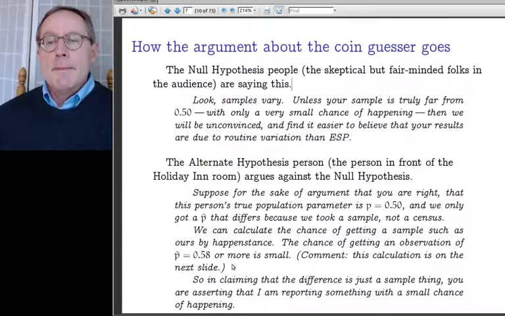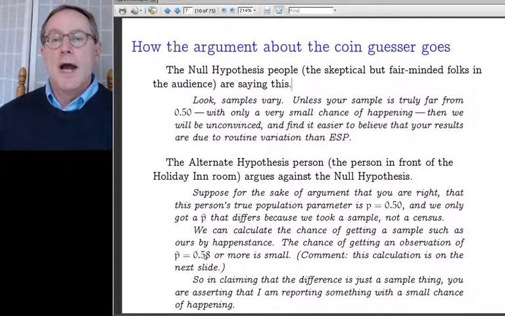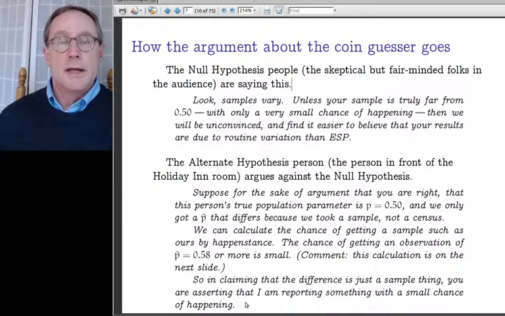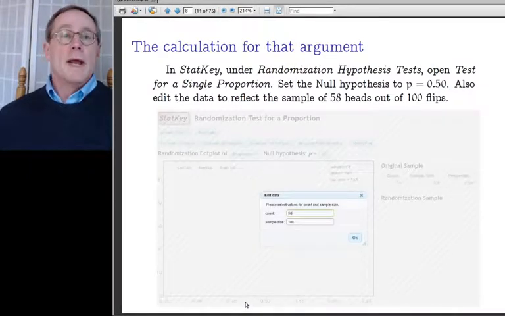In claiming that the difference is just a sample thing, we're going to find that the chance is very small, and so you're asserting that I'm reporting something that had only a very small chance of happening. That's hard to believe. Okay? So it turns on how small a chance there was of getting such a p-hat. So we have to calculate that chance.